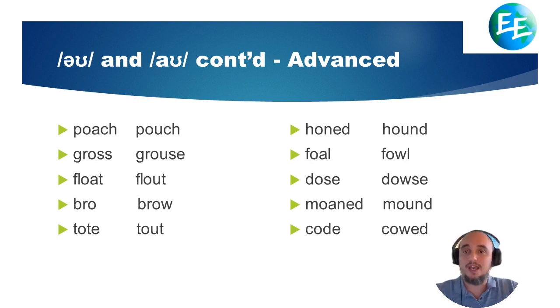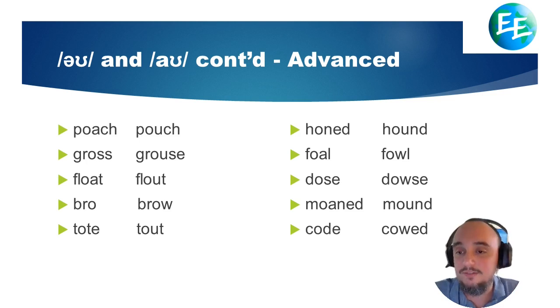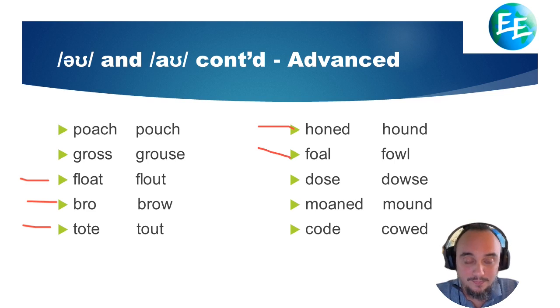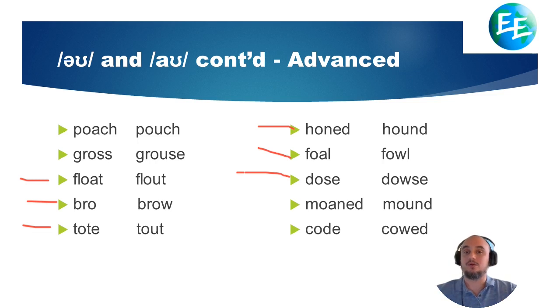We have poach and pouch. Again, I would pause the video and practice saying them by yourself. Gross, grouse, float, flout, bro, brow, tote, tout, honed, hound, foal, foul, dose, douse, moaned, mound, and code, cowed. All right. So practice reading all of these words.